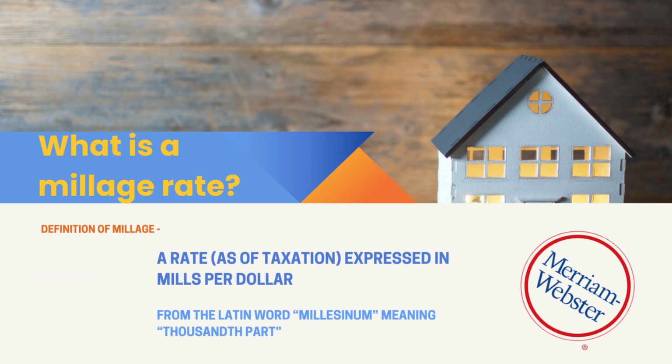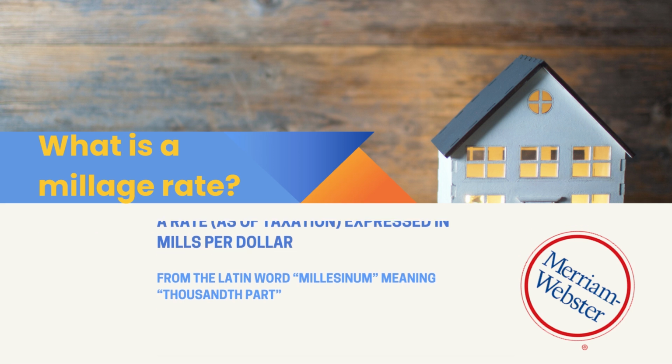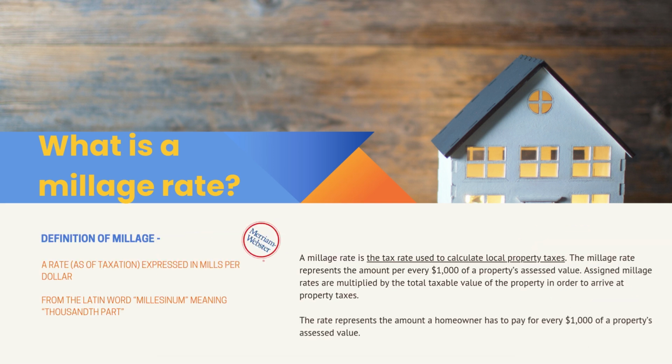So, now that we know why we have a millage rate, let's talk about what it is. A millage rate, as defined by the dictionary, is a rate expressed in mills per dollar. It's from a Latin word that basically means the thousandth part. Here's what it really means to us. It's the tax rate used to calculate local property taxes, and it represents the amount a homeowner has to pay for every $1,000 of a property's assessed value.